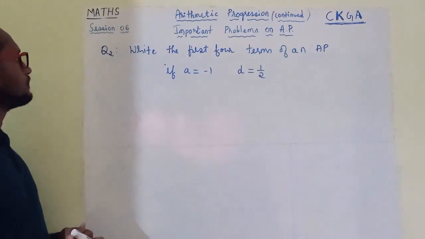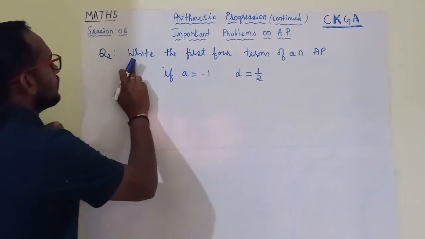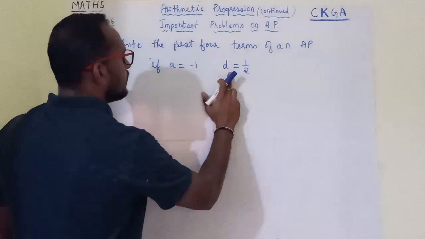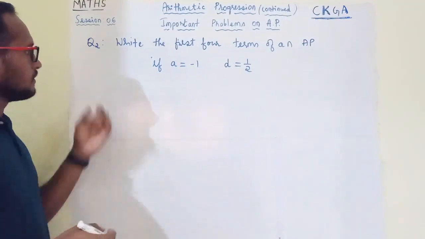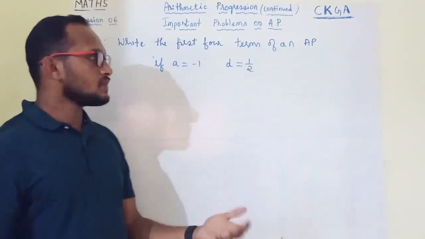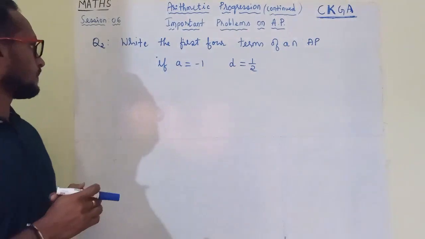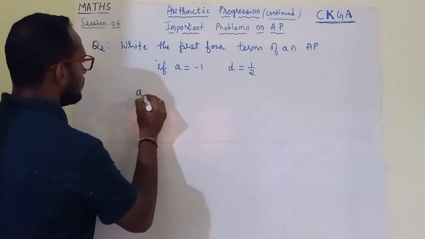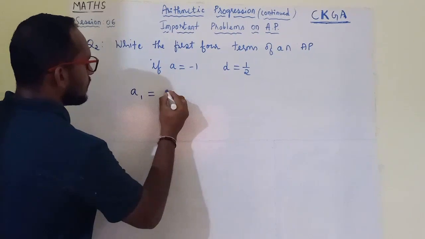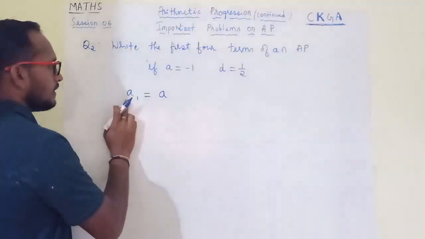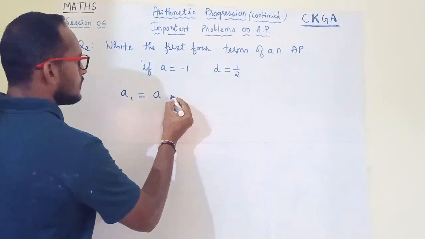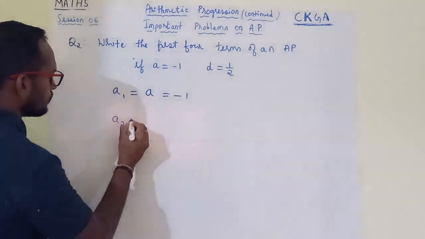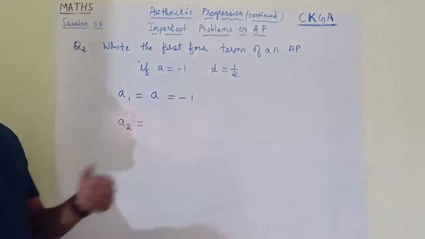Now question 2. Write the first 4 terms of an AP if A equals minus 1 and D equals 1 by 2. The A and D are given, and you have to write the first 4 terms of the AP. The first term is very easy: A1 is always equal to A, the first term, which is minus 1. Now for A2, you have to work it out.